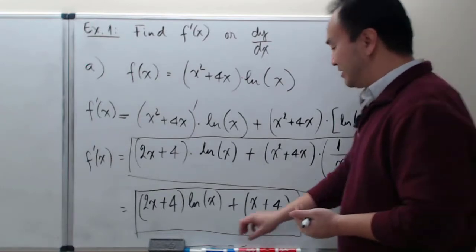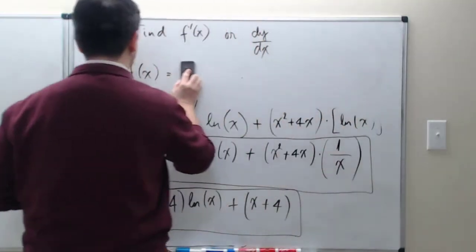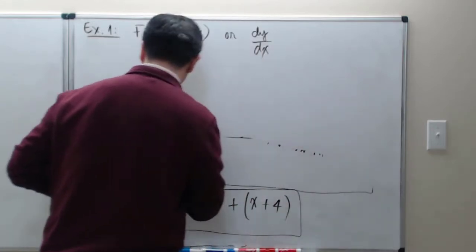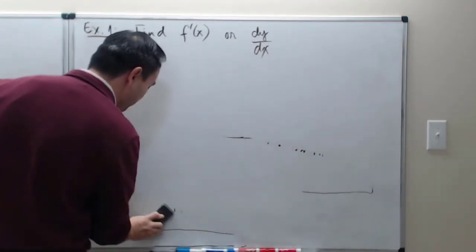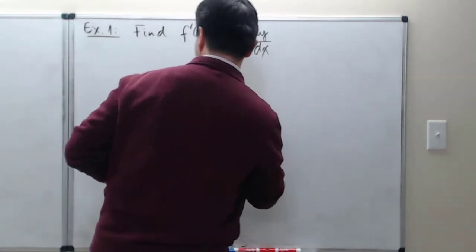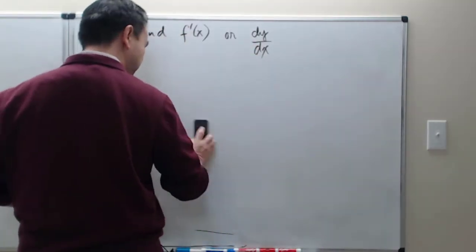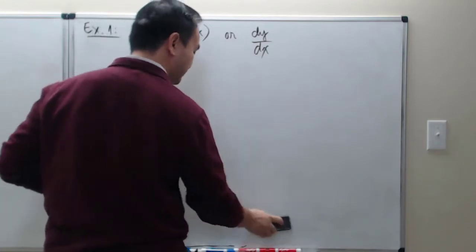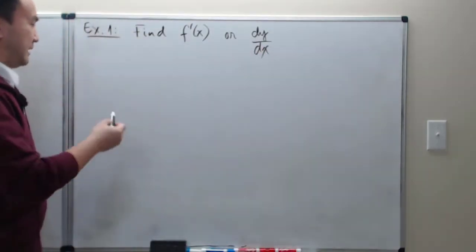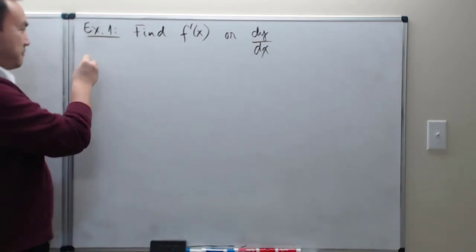All right, and so now that is how we have done with part A of our example. All right, so let's now look at part B of the example, example 1.